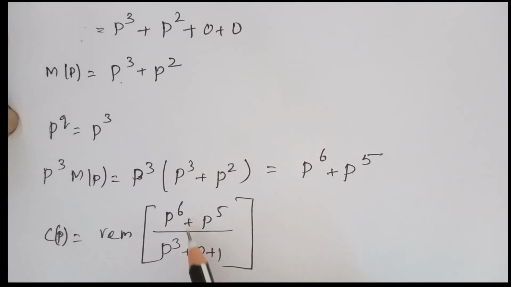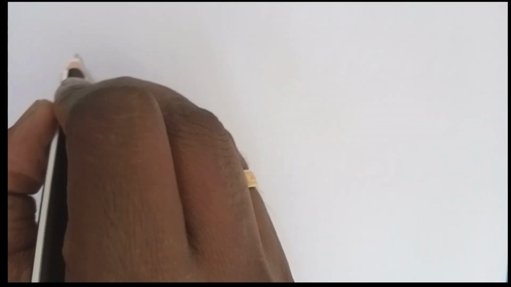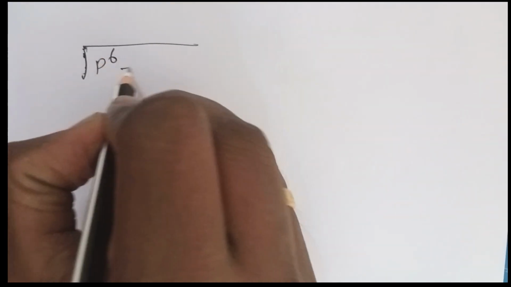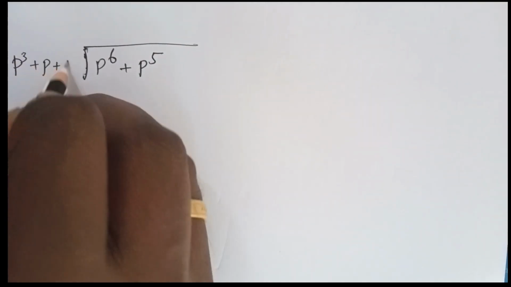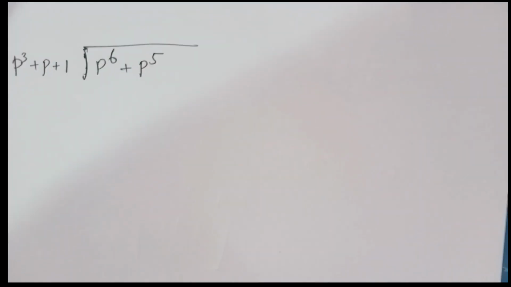Now we are going to do a division and then find the remainder. Let's see how to do the division. So we need to perform the division: p^6 plus p^5 divided by g(p), which is p^3 plus p plus 1. Okay, so how will we do that?